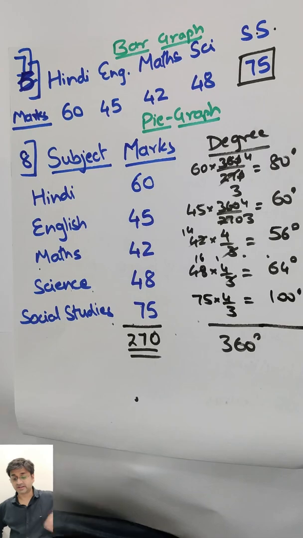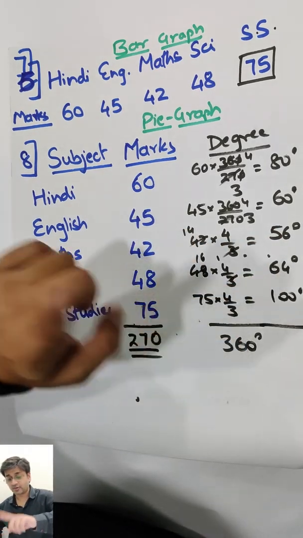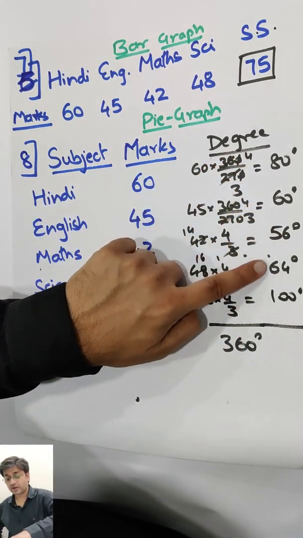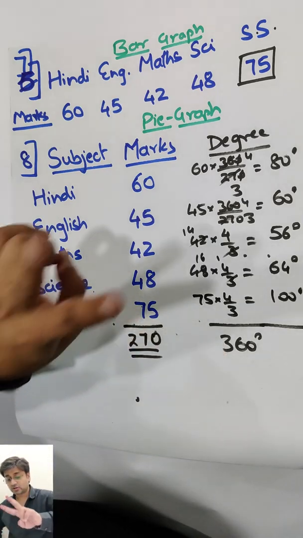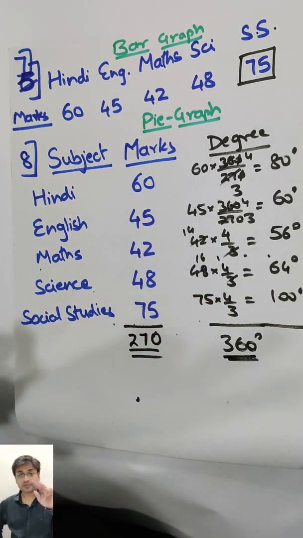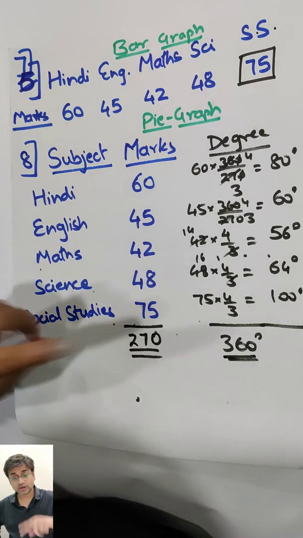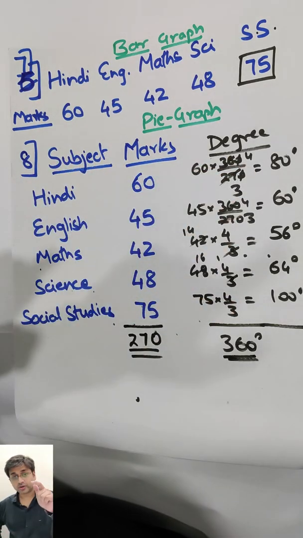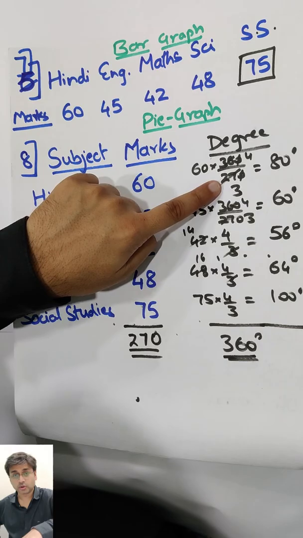I hope the total is 360. Let's check. 6 plus 4 is 10, 1 carry, 14 plus 6 is 20, 26. So 2 carry and 1, 360. So we got our degrees correct. So part 2 done. Part 1 total. Part 2 degree. How to get degree? Into 360 upon total.